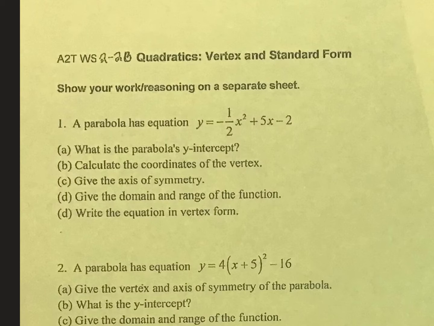The parabola's y-intercept. If it's in standard form, you just use c. And so the y-intercept is going to be at (0, -2). For B, calculate the coordinates of the vertex. And then C says the axis of symmetry. So really you would do the axis of symmetry first, x equals -b/2a. And seeing that b is 5 and a is -1/2, I would say -5 over 2 times -1/2. So the negatives would cancel, the 2's would cancel, and I'm just left with 5.